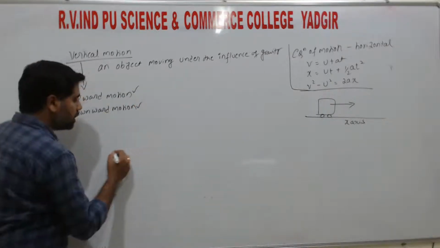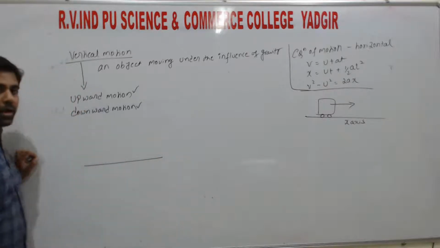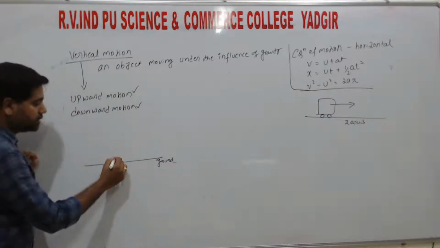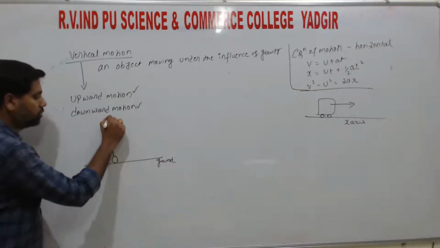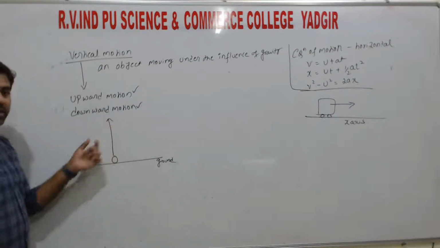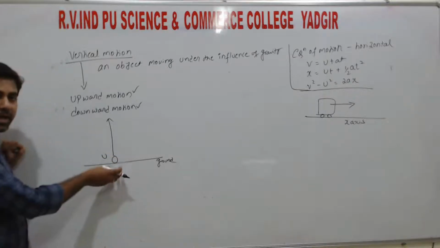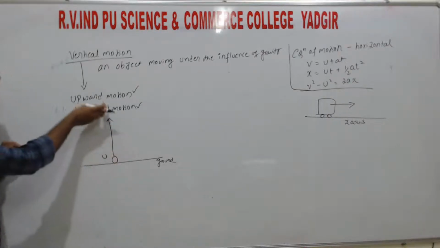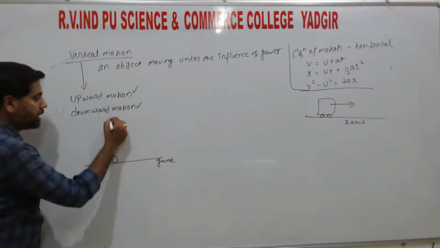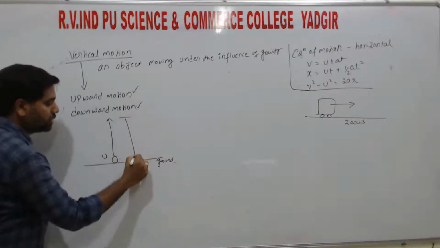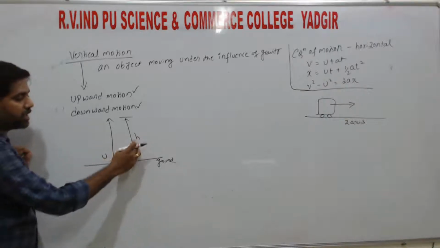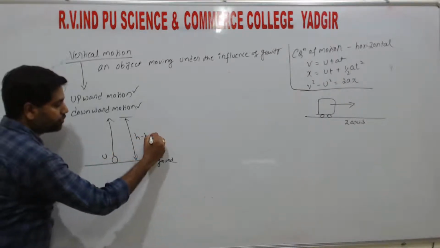So if we consider the upward motion, this one is the ground. An object is thrown vertically upward, either a ball or any object. If this object is going upward, it has some initial velocity. If we apply any velocity, that's why it goes in the upward direction; otherwise it will be at rest. Then it reaches some height, and that displacement we take as h. Here displacement is taken as h, that is height.